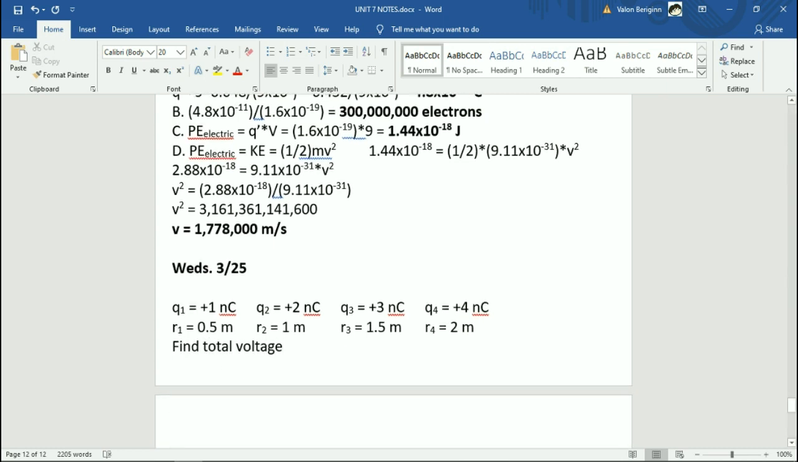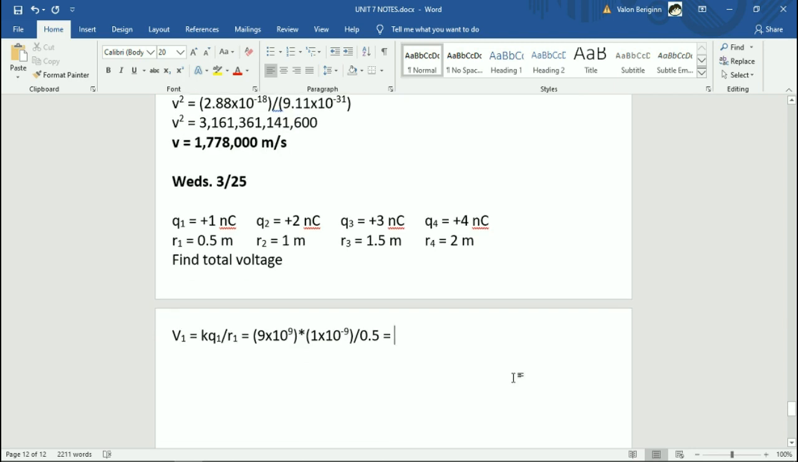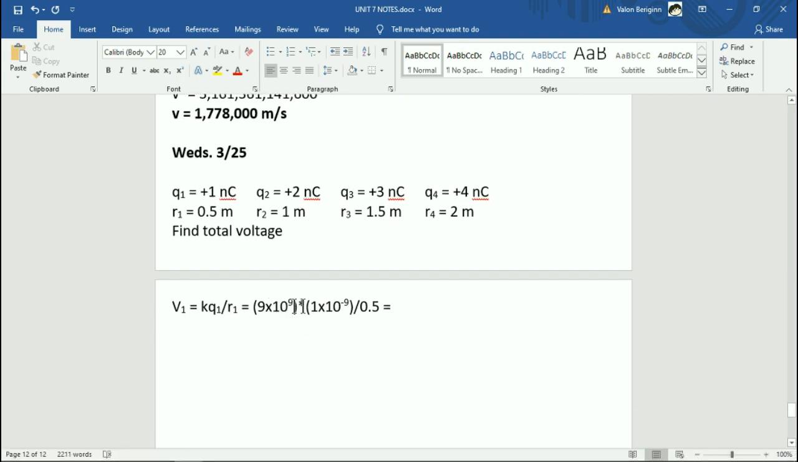Well, I need to find each of the individual voltages first. So, V1 is going to be kQ1 over R1. So, 9 times 10 to the 9 times that first charge of just 1 times 10 to the negative 9, because it's a nanocoulomb, divided by a distance of 0.5. Now this is actually very easy, because the 10 to the 9 times 10 to the negative 9 just cancel. So we basically just have 9 divided by 0.5. So that's just 18 volts.